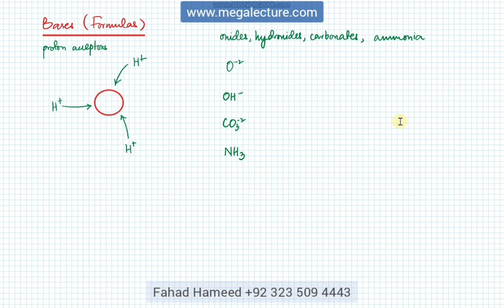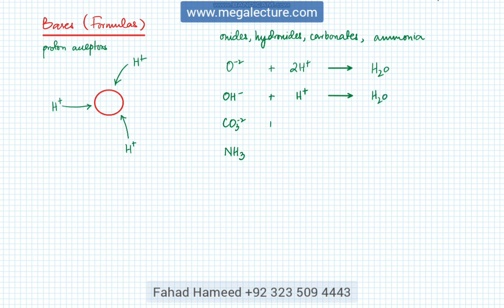Now they're all capable of accepting H+1 ions. For example, oxides, if they see H+1 ions, are going to attract them, and with H+1 ions they would form H2O. Water is going to be produced. So O-2 is going to attract 2 H+1 ions. OH-1 ions also do something similar. They're going to attract H+1 ions, and they're also going to form water molecules.